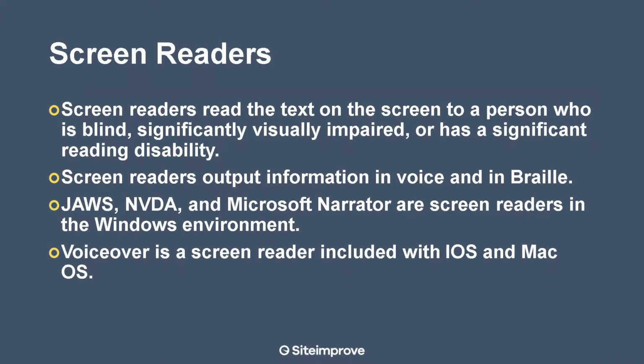Blind people and people with severe visual impairments use screen readers. A screen reader is a program that reads the text on the screen to a person who's blind or significantly visually impaired or who has a significant reading disability. Screen readers output information in voice and in Braille. I'm using a screen reader called JAWS for Windows. JAWS stands for Job Access with Speech. I know at least one of you has used JAWS to do some testing. JAWS is the most widely used screen reader on the market in the Windows environment, and it would come out in speech if I let it on my computer, and you will hear it when we finish up.